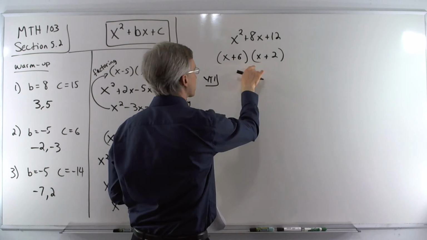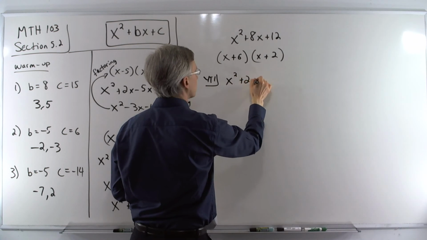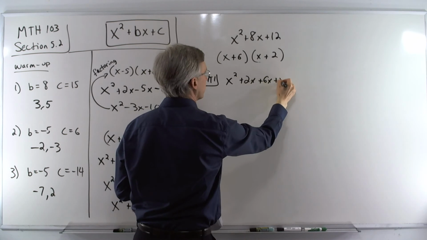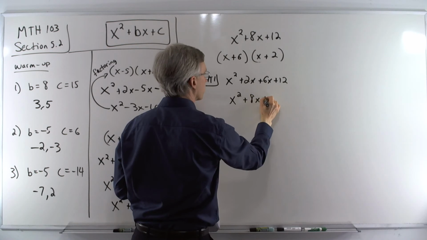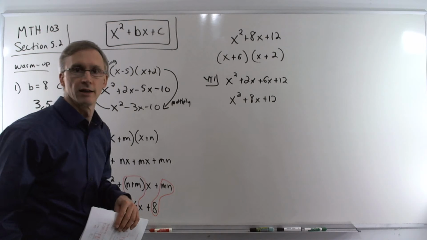Alright, so when we FOIL, x times x is x squared, x times 2 is 2x, x times 6 is 6x, and 6 times 2 is 12. Combine like terms and we get x squared plus 8x plus 12. So it is indeed that trinomial.